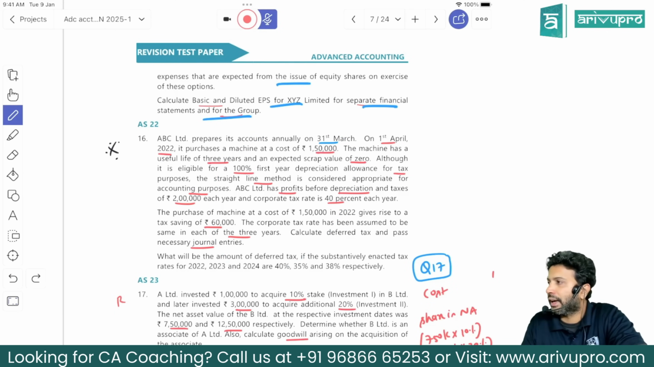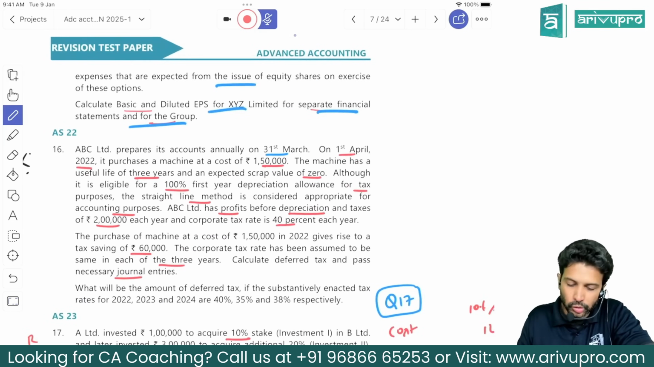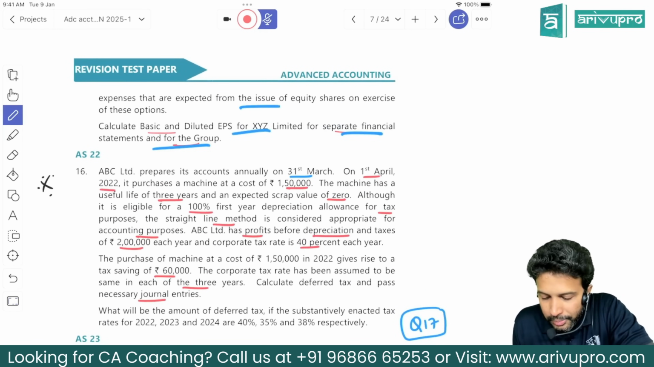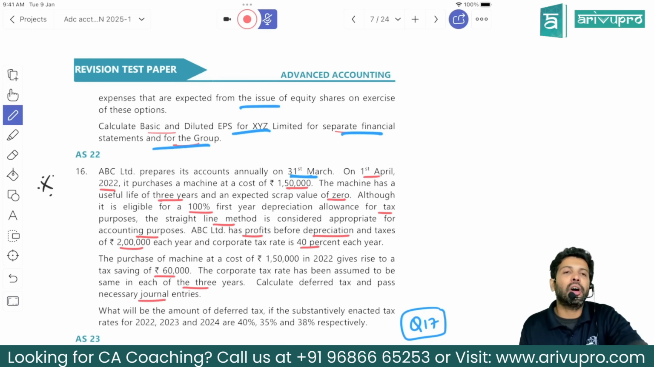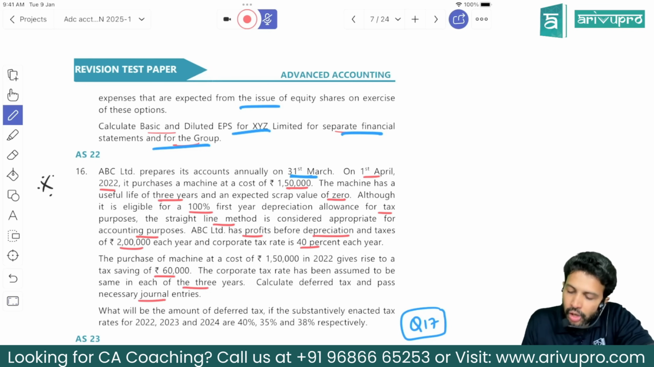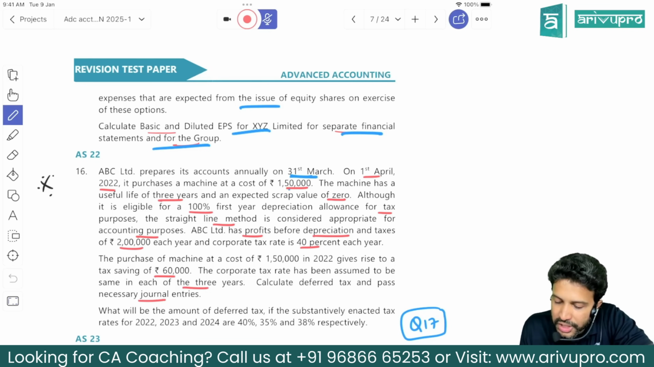So we'll see what we can learn from that particular concept. First, let's go through the question. ABC Limited prepares its accounts annually on 31st March. On 1st April, it purchases machinery at a cost of 1,50,000. At year beginning, they purchased a machinery. The machine has a useful life of 3 years and salvage value is 0.